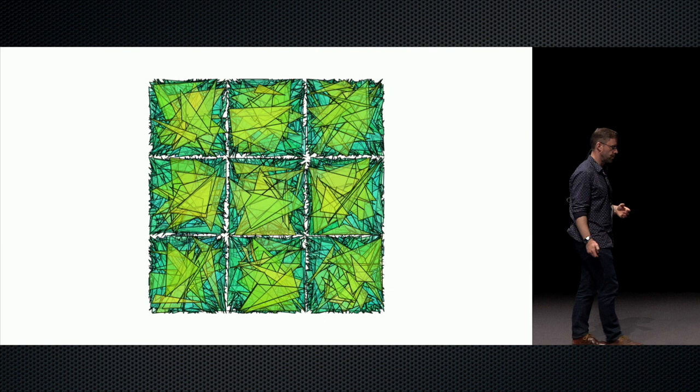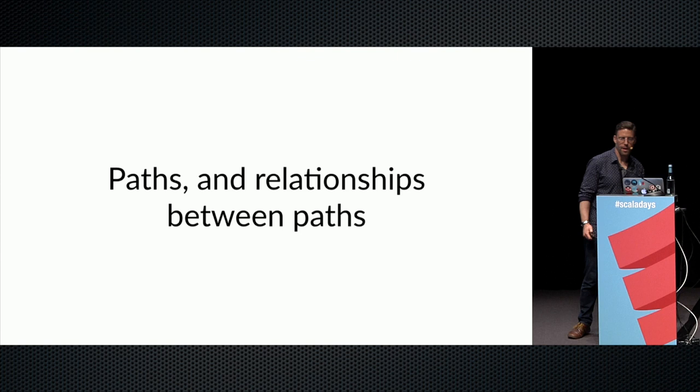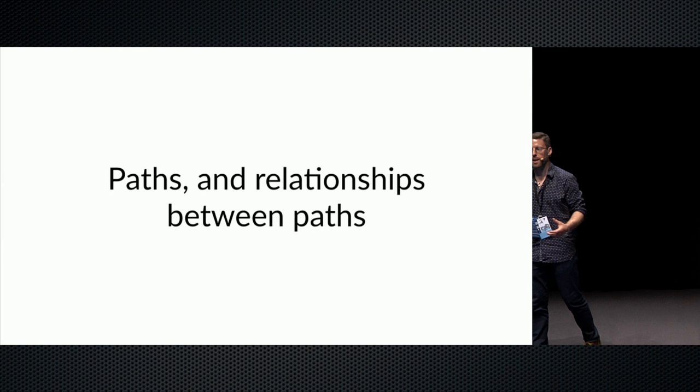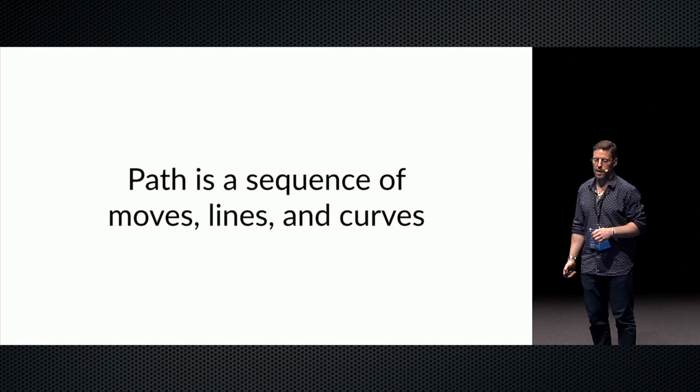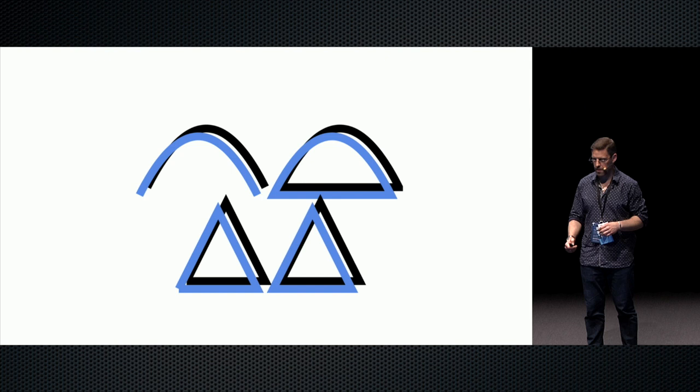Image, being a vector graphics library, is based on paths and the relationships between paths. So let me explain what that means in a bit more detail. A path is a sequence of moves, lines, and curves that specify some kind of shape. Paths can be open or closed.